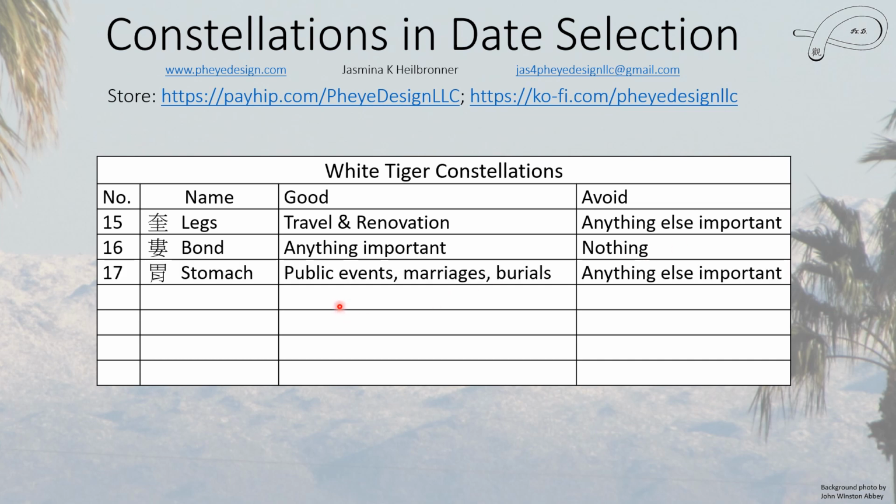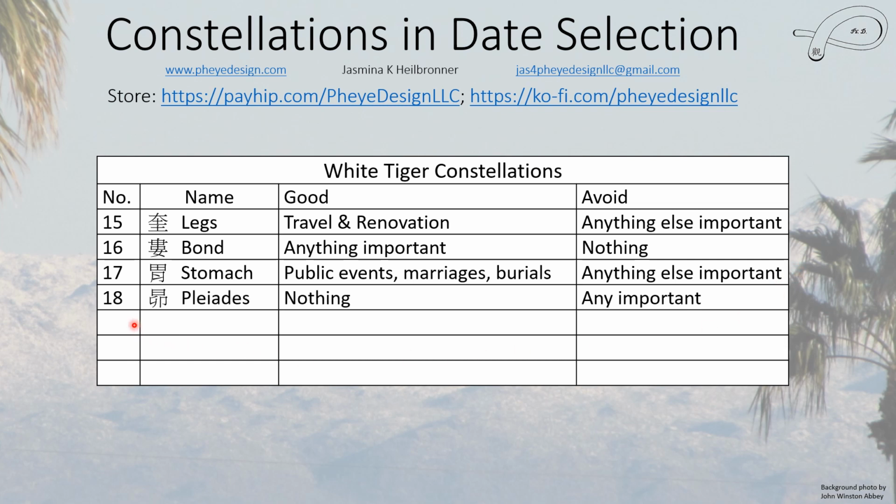Stomach is good for public events like marriages, burials, which were usually quite public back then. But this could be things like political rallies or a video where you would introduce a new product of yours, something like this. And of course, you would probably be a lot bigger than like my business, but something where you have a real public audience. But anything else important isn't so great.